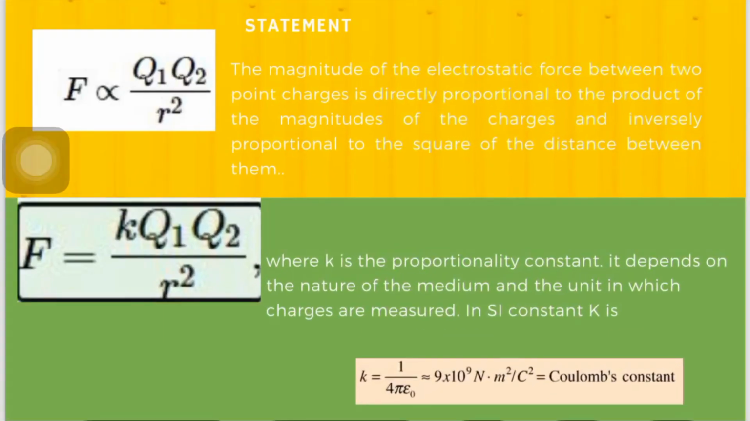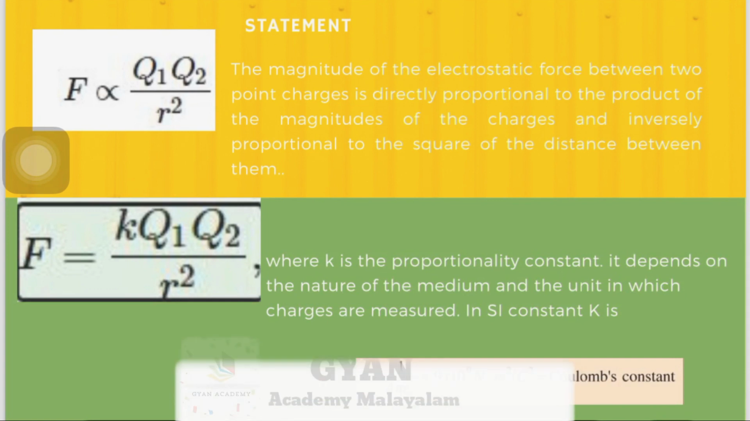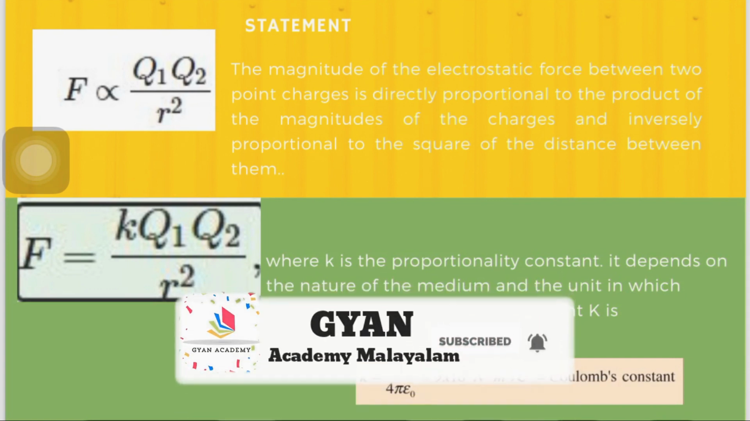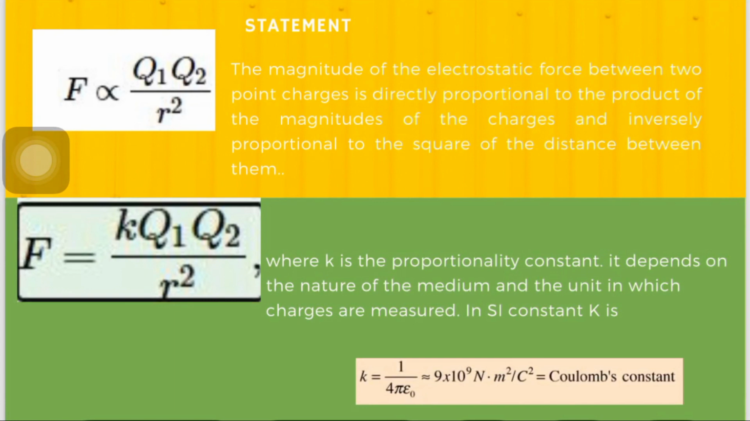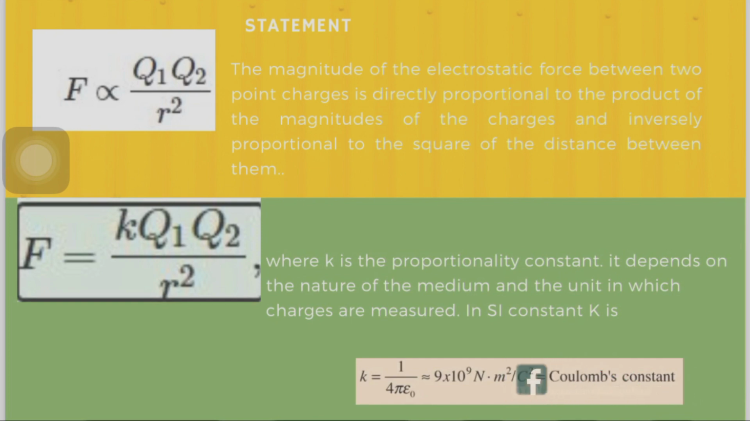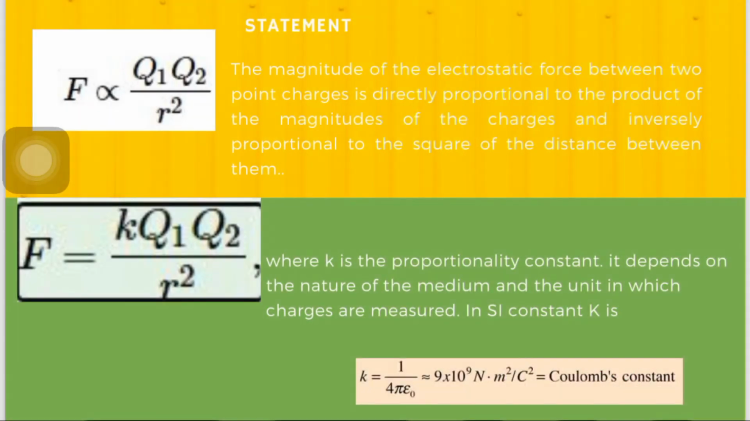Here the value of k depends upon the nature of the medium and the unit in which charges are measured. In SI units, the value of k is 9 into 10 to the power 9 Newton meter square per Coulomb square. This is the value of Coulomb's constant. So k is Coulomb's constant and its value is 9 into 10 to the power 9 Newton meter square per Coulomb square in free space.